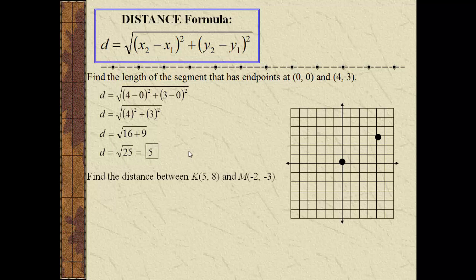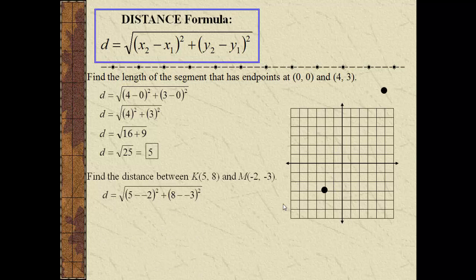Let's try another example. You should try this one on your own by pausing the video. Then play the video to see if you got the correct answer. Find the distance between k, which is 5, 8. This actually falls off of my graph. And m, which is -2, -3.